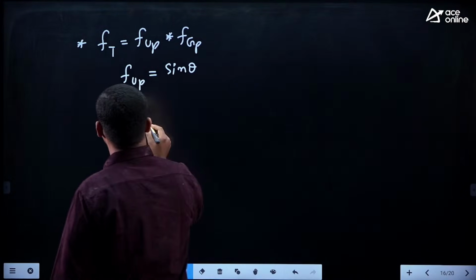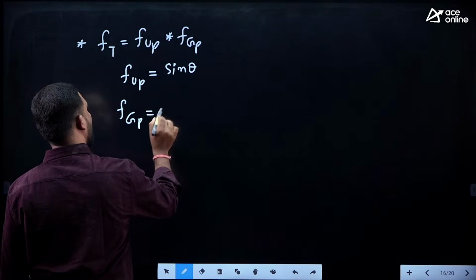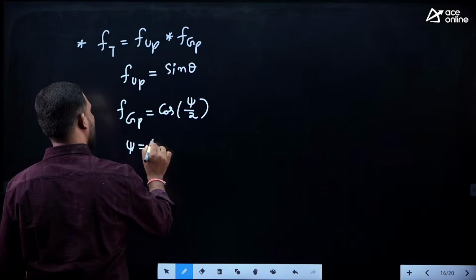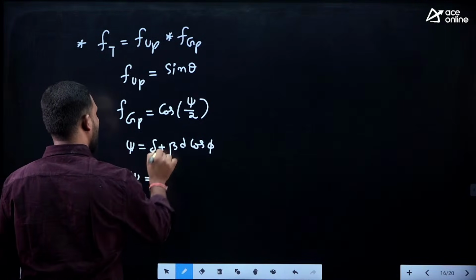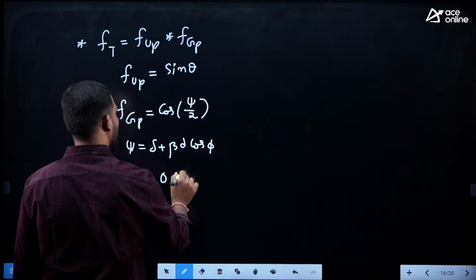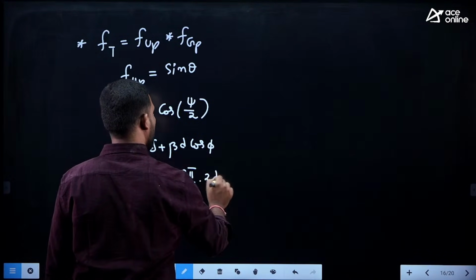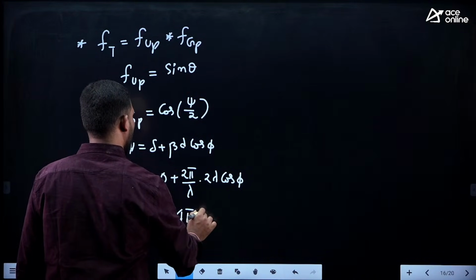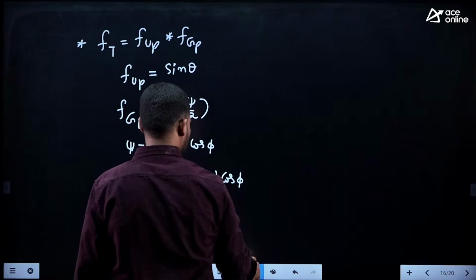Then what happens to the group pattern? The group pattern is equal to cos(psi/2). What is this psi? It is delta plus beta d cos phi. What is delta? There is no phase difference between these two, so delta is 0, plus 2 pi by lambda times the spacing between these two, which is 2 lambda, times cos phi. So psi is 4 pi cos phi.